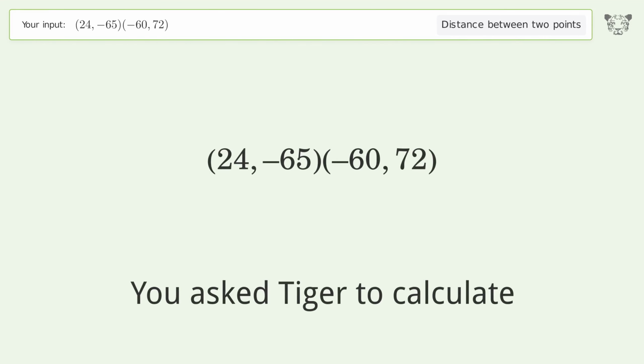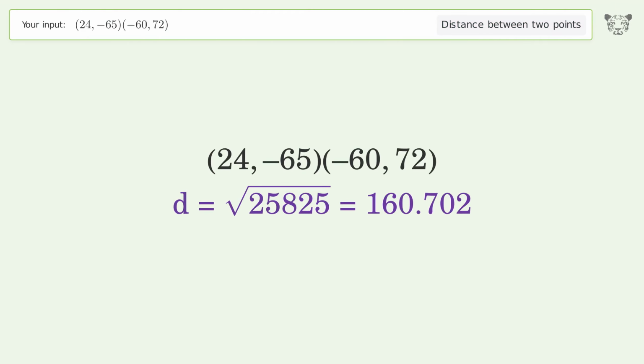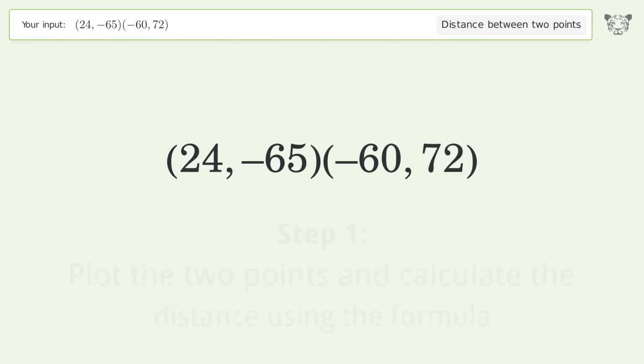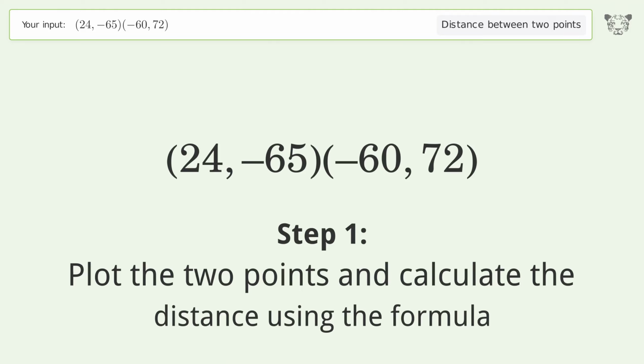You ask Tiger to calculate. This deals with the distance between 2 points. The distance between the 2 points is the square root of 25,825 or 160.702. Let's solve it step by step. Plot the 2 points and calculate the distance using the formula.